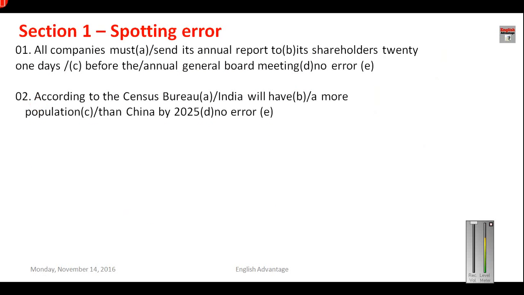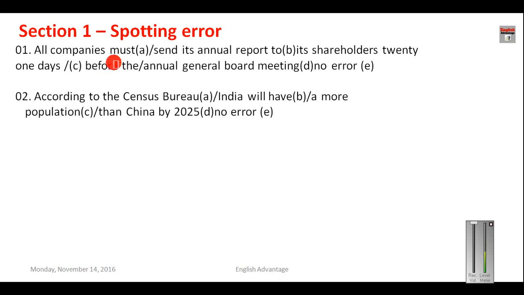This is section 1 of spotting error. So this is question 1. Please go through this question and try to solve it, and after you are done you can write down your answer in a copy, and after this video is over you can add all your marks and tell me your final score. So this is the question: all companies must send its annual report to its shareholders 21 days before the annual general board meeting. So this is the question, and you have to solve it in 25 seconds.